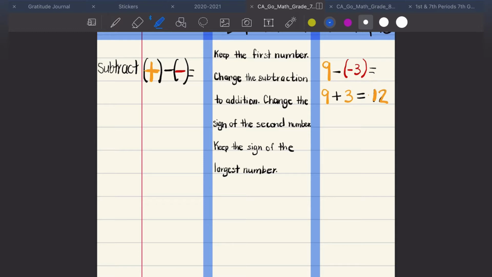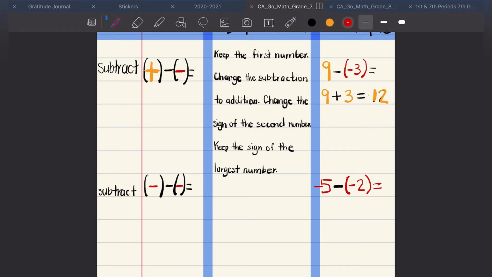For this one, I am going to keep the middle column like that because you are basically doing the same thing for every situation. You keep the first number, change the subtraction to addition, and change the second number, and then you keep the sign of the largest number. Negative 5 minus negative 2.